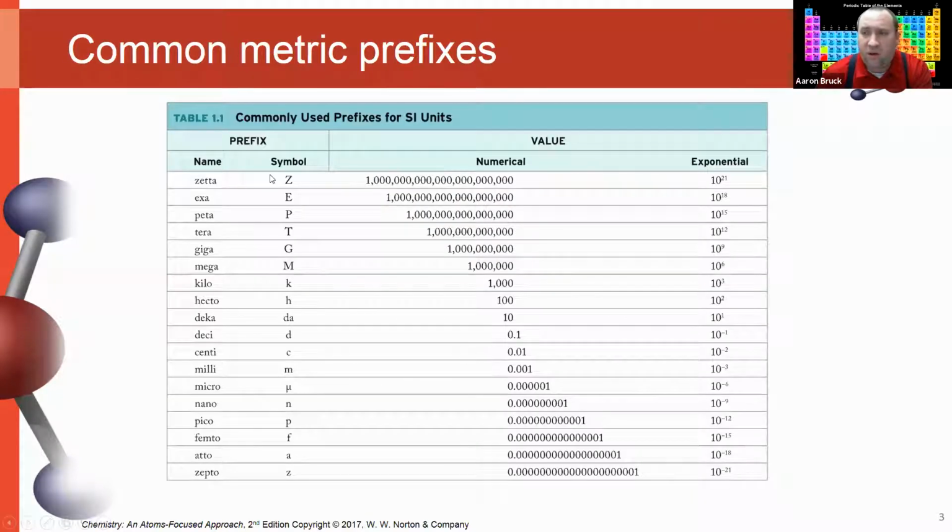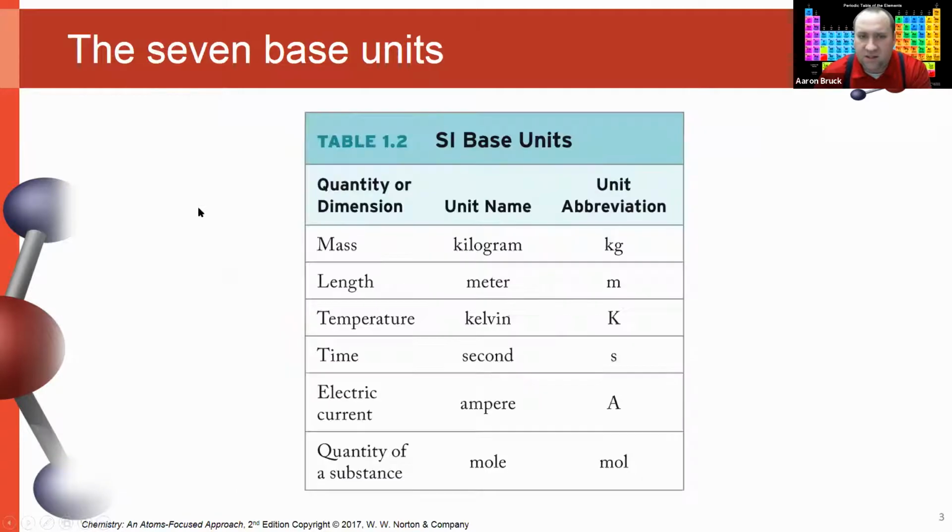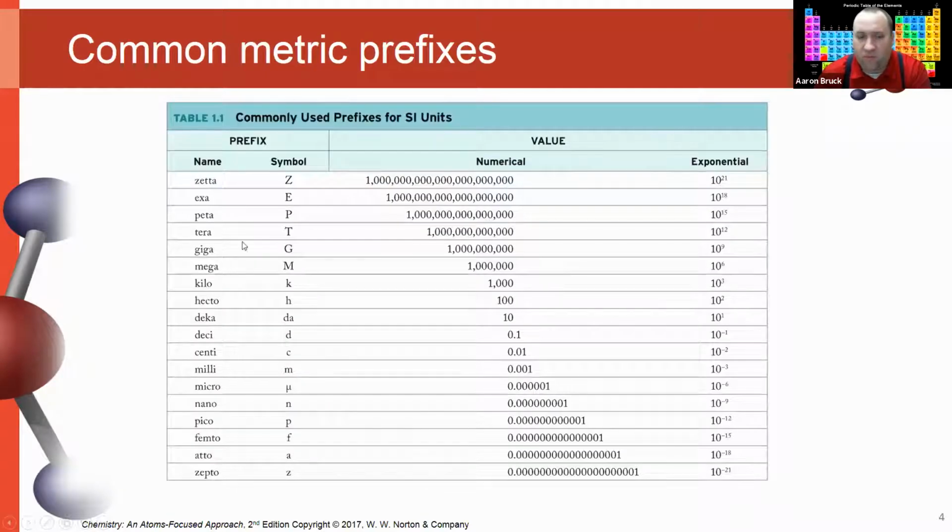The other thing that we know about the SI system is that we have common prefixes that are associated with each of these base units and the derived units that come from them. Now, these prefixes correspond to numerical values that relate that prefix to the base unit.